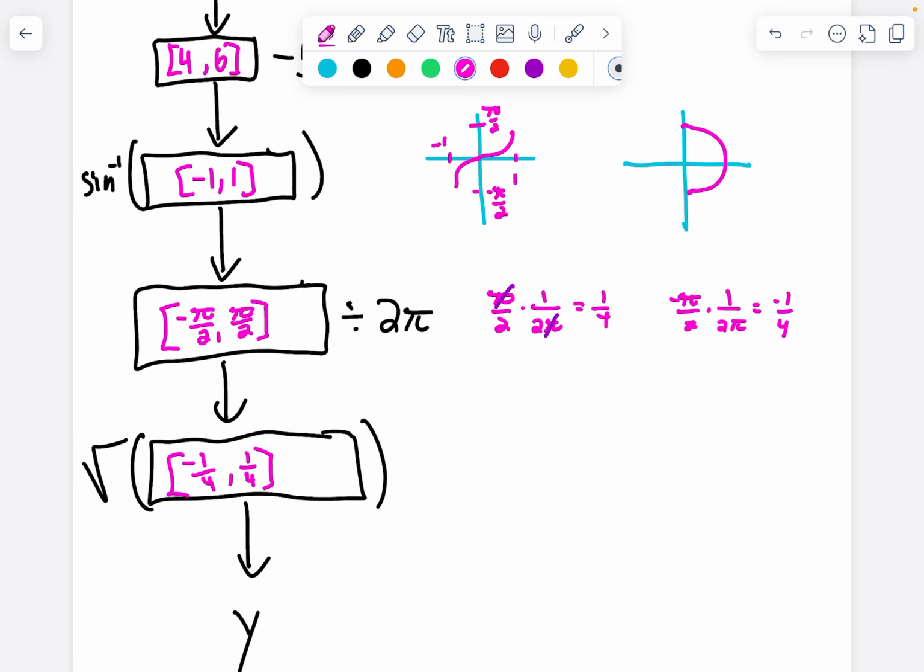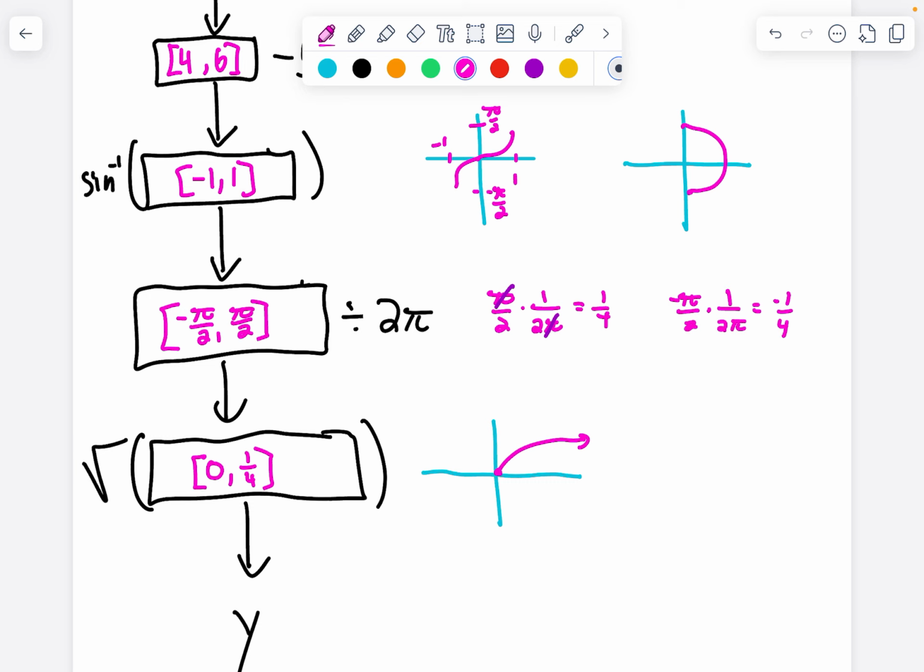And then we're going to put that into the square root function. And square root, if we sketch its graph, looks a little something like this. And so square root does not accept negative inputs. So this is no good. We can only actually accept numbers from 0 to 1/4. And the square root of 0 is 0, so that's okay.